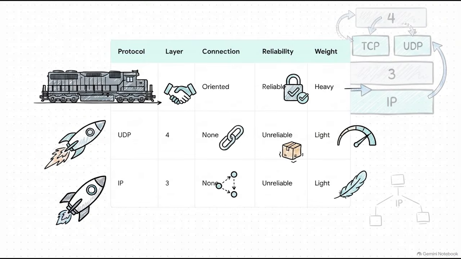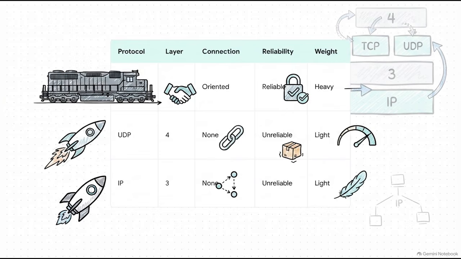Now, as we move up to layer 4, the transport layer, we run into two major protocols that have vastly different jobs: TCP and UDP. TCP is a heavyweight, connection-oriented, and strictly reliable protocol. It makes sure every single piece of data arrives in perfect order, checking and double-checking the delivery.